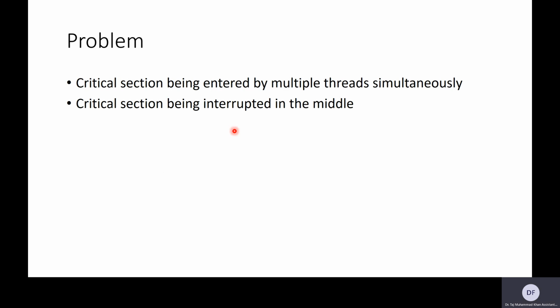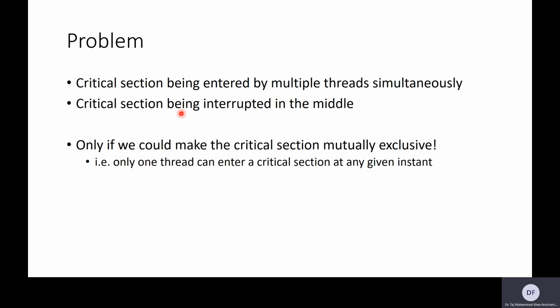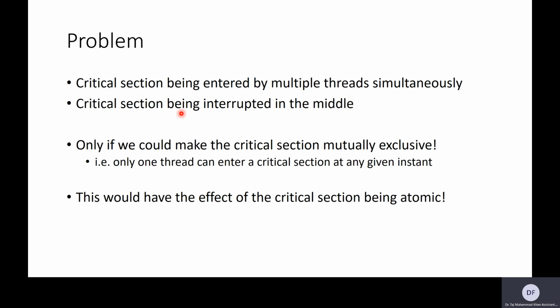Because multiple threads enter the critical section simultaneously, this caused indeterminate behavior or race conditions, and we have to avoid it. Critical sections were being interrupted in the middle. That's why we emphasize atomicity: critical sections should not be interrupted in the middle, and even if they are interrupted, no other thread should be allowed to enter the critical section if another thread is already in it. So again, we are trying to make it mutually exclusive, by making them atomic.